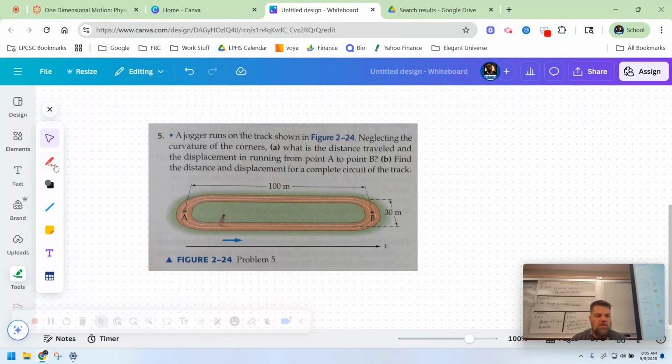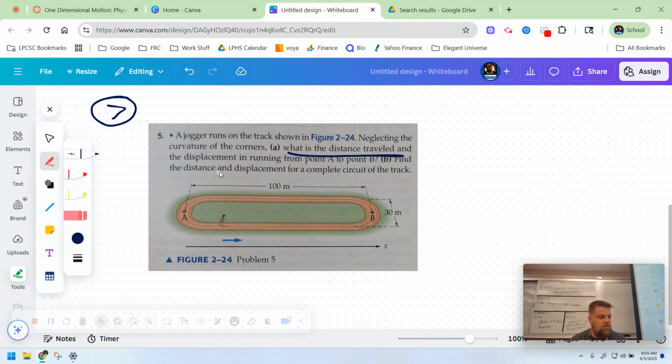All right, so this is actually problem number 7 from your assignment. And so for problem number 7, it says this jogger runs from point A to point B. What is the distance traveled? Right, this was part A. And the displacement running from point A to point B.